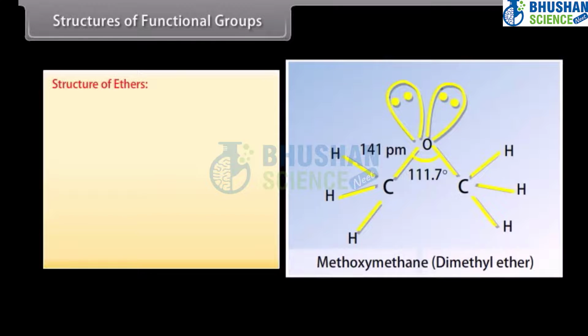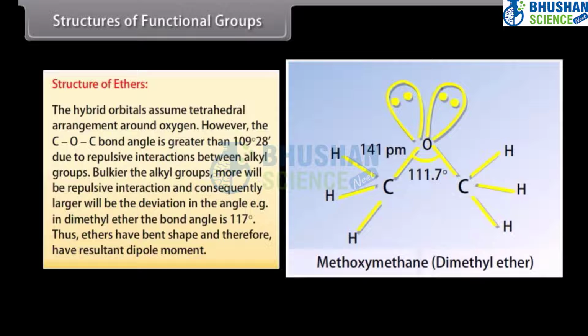Structure of ethers. The hybrid orbitals assume tetrahedral arrangement around oxygen. However, the C-O-C bond angle is greater than 109° 28' due to repulsive interactions between alkyl groups. Bulkier the alkyl groups, more will be repulsive interaction and consequently larger will be the deviation in the angle. For example, in dimethyl ether, the bond angle is 117°. Thus, ethers have bent shape and therefore have resultant dipole moment.